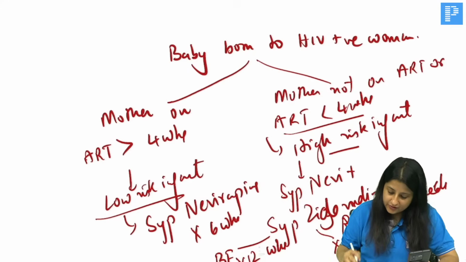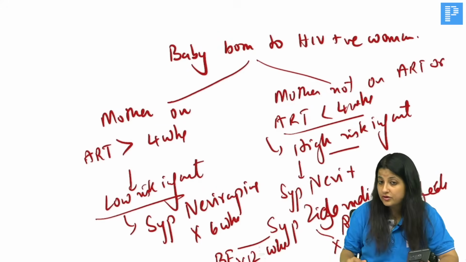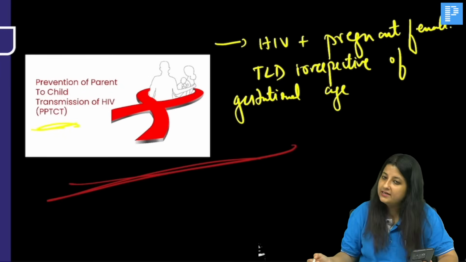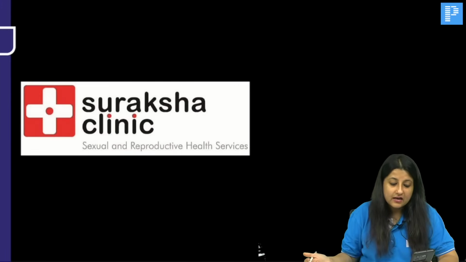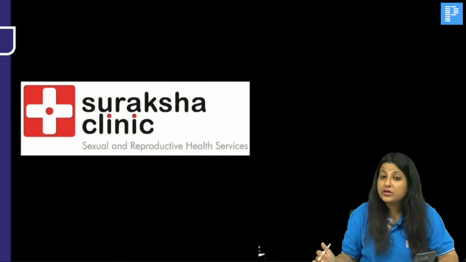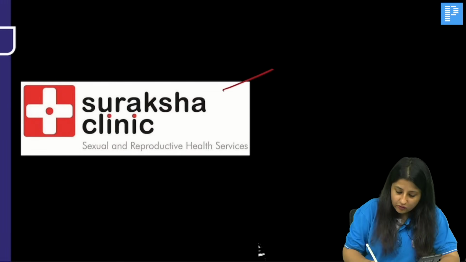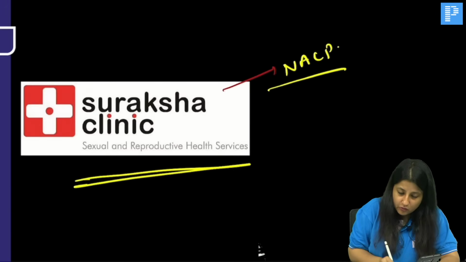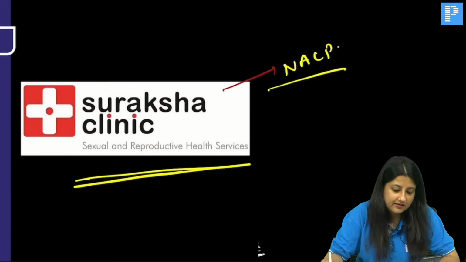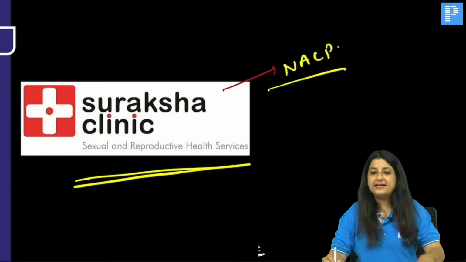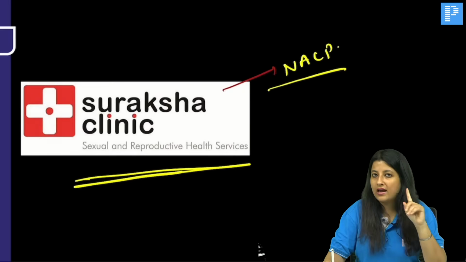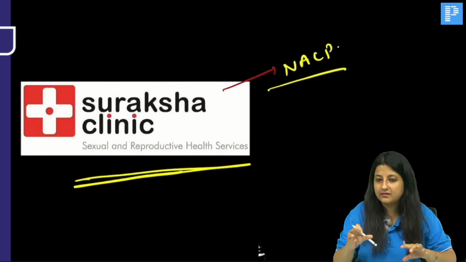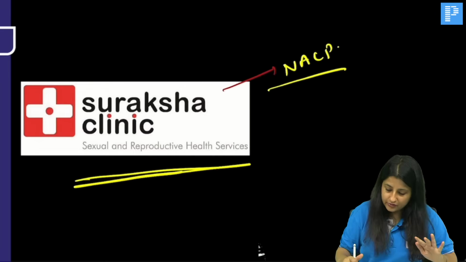But you should just remember, since it's an image based session, this is the logo of prevention of mother to child transmission. And what's this? Whose logo is this one guys? Suraksha Clinic. This is a concept which was given by National AIDS Control Program to promote sexual and reproductive health. Please don't write this as the International Red Cross logo. I will show you the Red Cross logo. International Red Cross logo is completely red in color. This is your Suraksha Clinic.